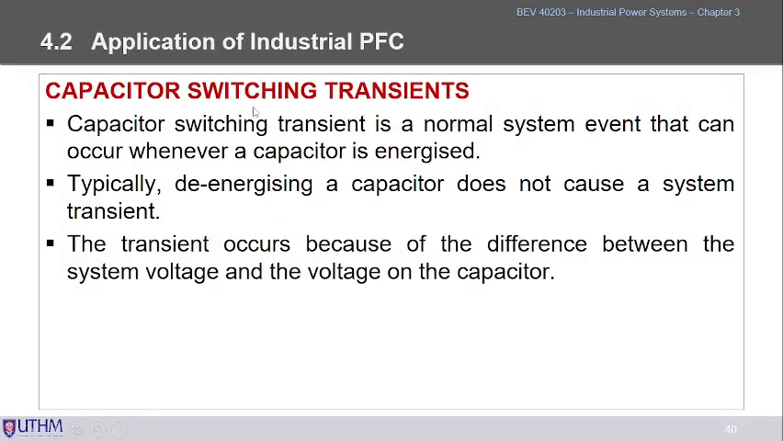And of course, the capacitor switching transient is one of the headache things when you have the capacitor bank here. The capacitor bank is very normal, but we need to treat it properly. That means we need to de-energize our capacitor. Like just now, we have tried to de-energize the capacitor to at least 50 volts. That means at least for 1 minute, we discharge it.